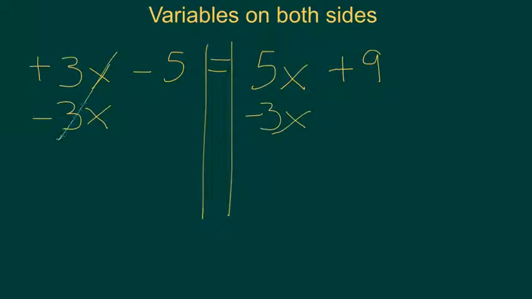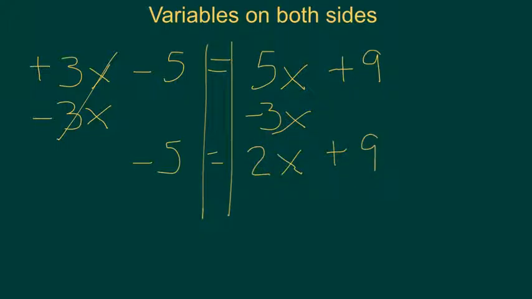3x and negative 3x, they would cancel. You'd have negative 5 is equal to 5 minus 3 is going to be 2x plus the 9 is still going to be there. Now at this point I have a 2-step equation. Got to get rid of the 2, got to get rid of the 9.